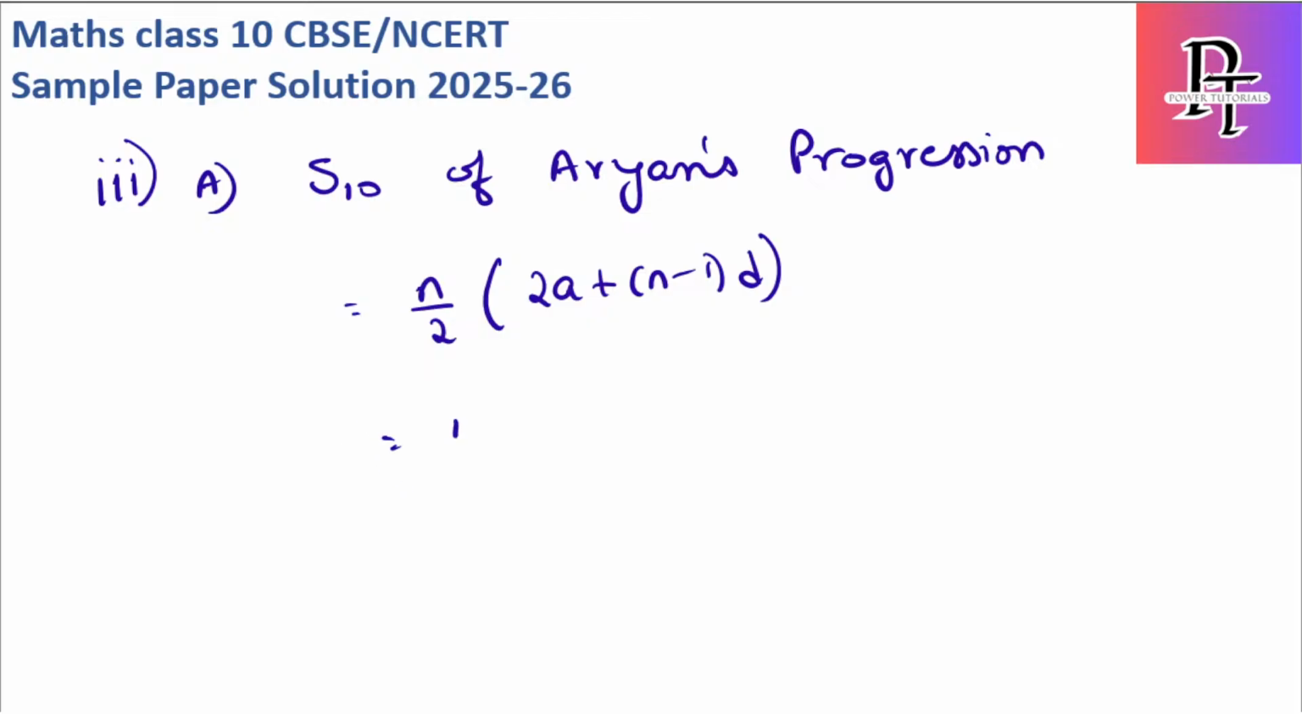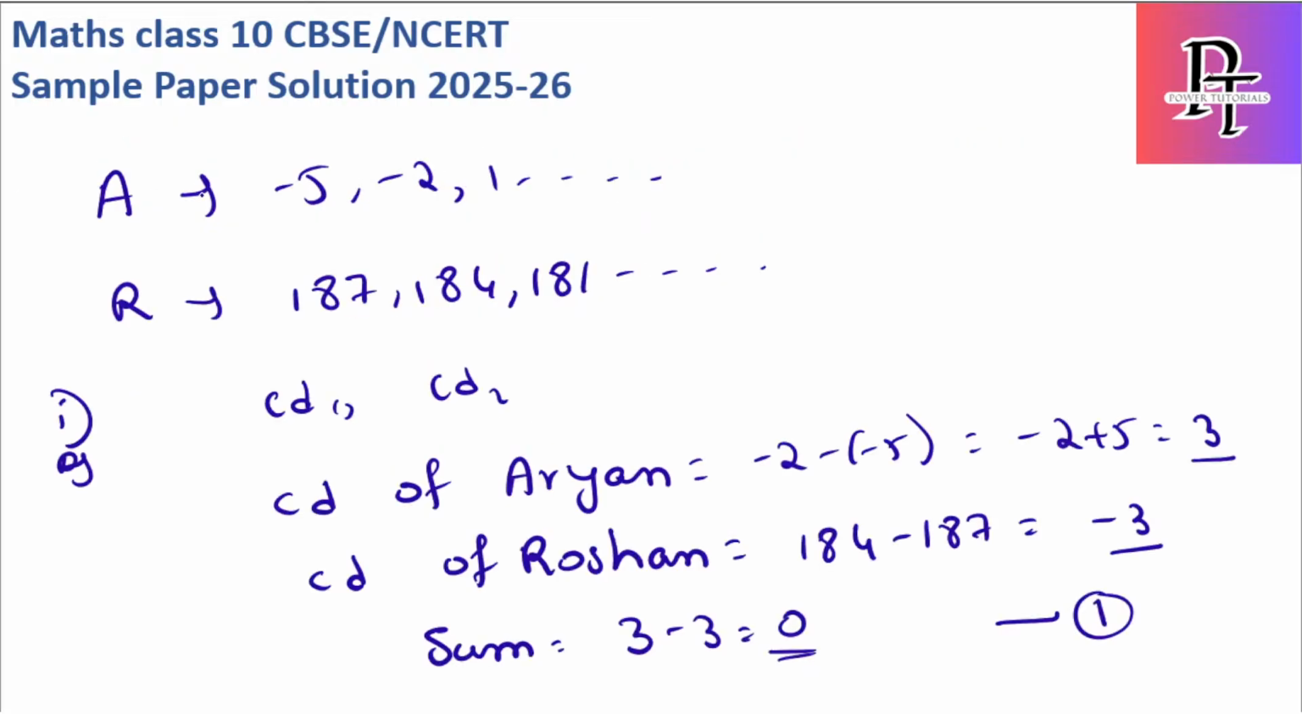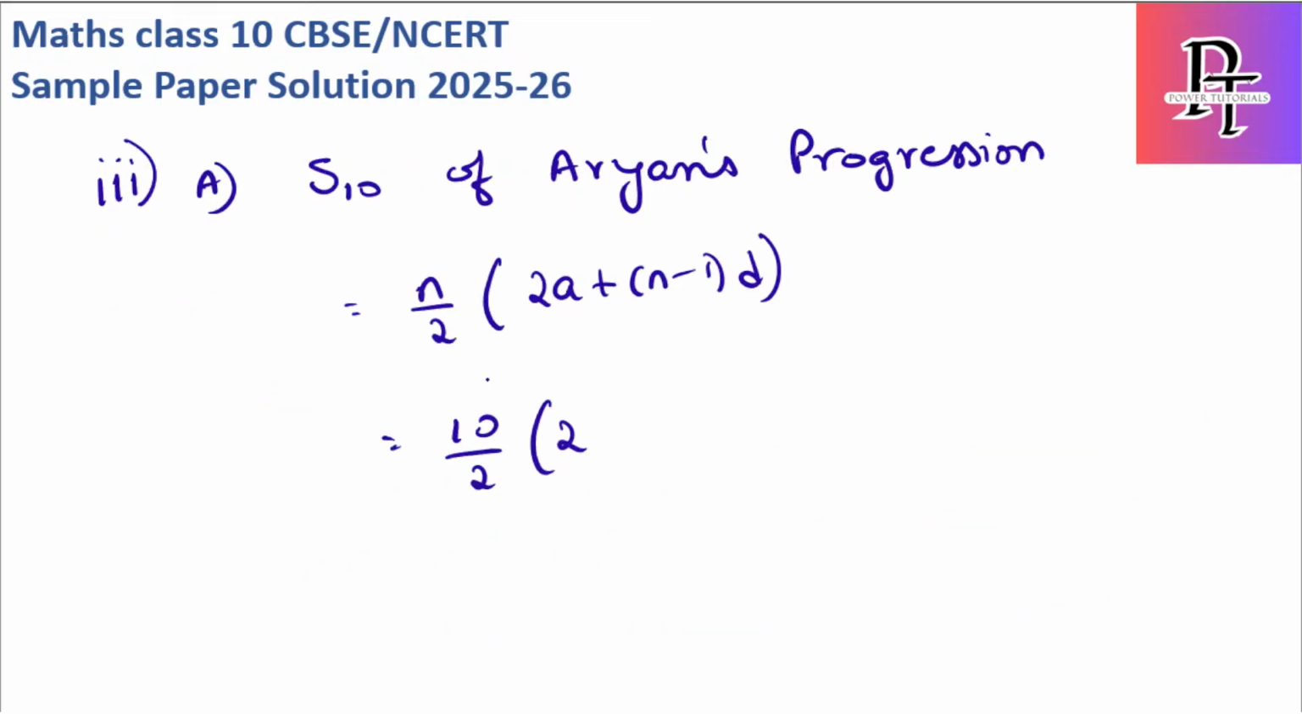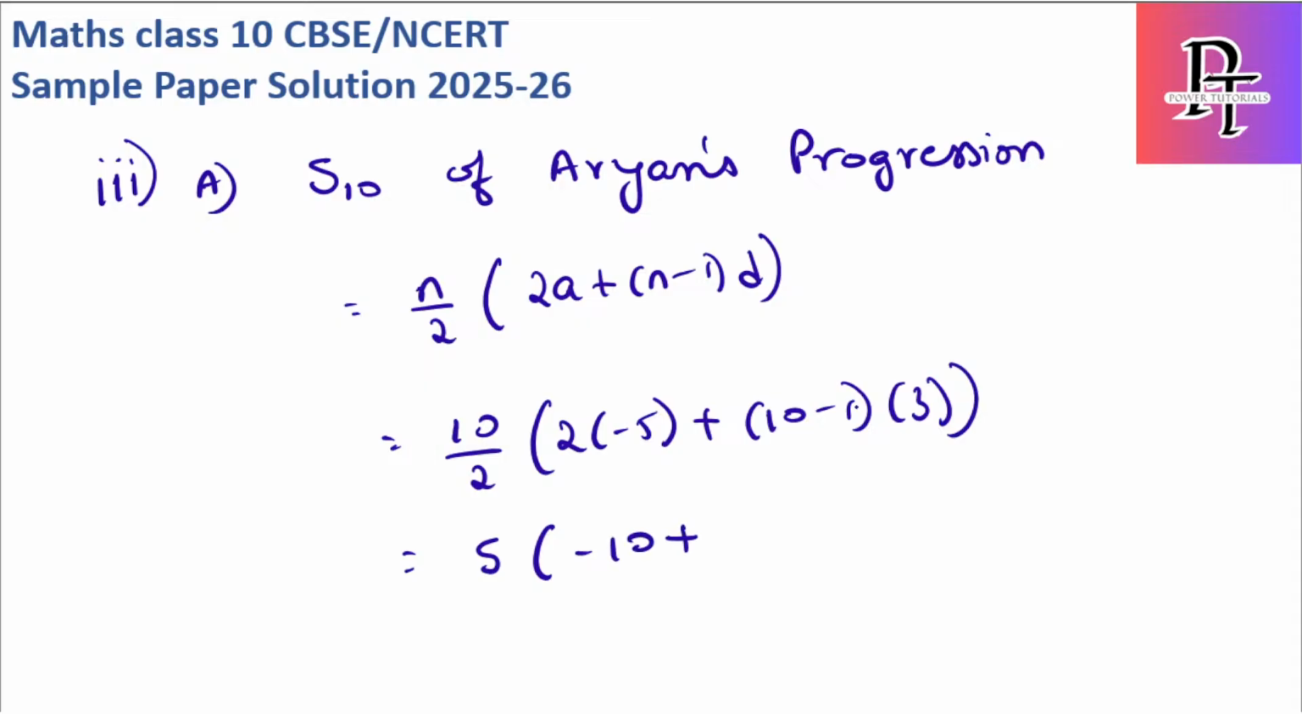So here the n terms are 10. So 10 by 2, 2 into Aryan's progression a, which is minus 5, plus n minus 1, where n value is 10. And for Aryan's progression, the d value is plus 3. So this becomes 5 into 2 into -5 is minus 10 plus 9 into 3 is 27. 27 minus 10 is 17. 5 times 17: 7 fives are 35, 3, 5 ones are 5, 6, 7, 8. So S10, that is the sum of 10 terms of Aryan's progression, is 85.